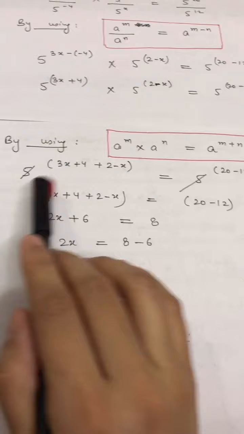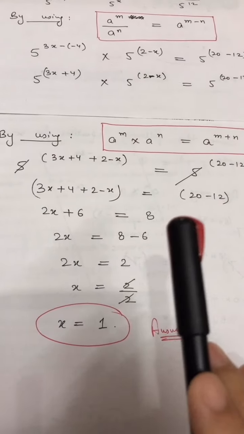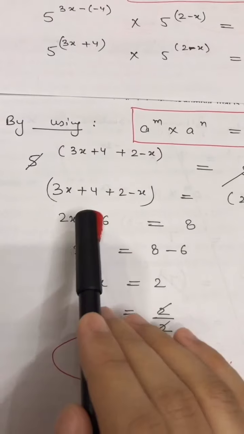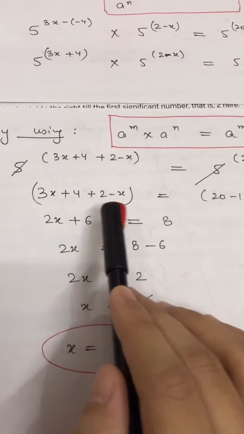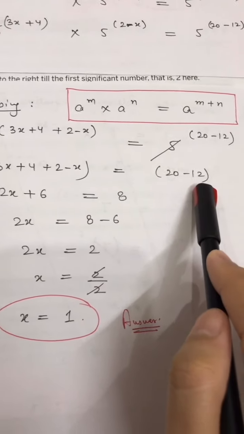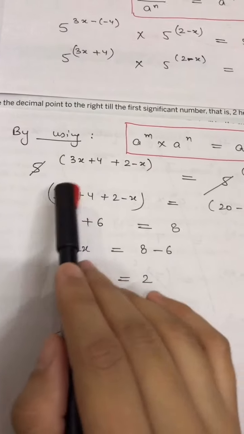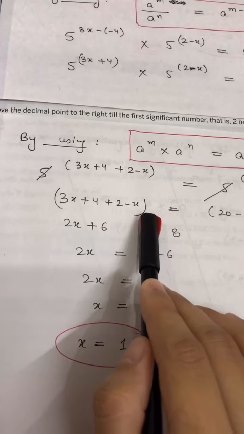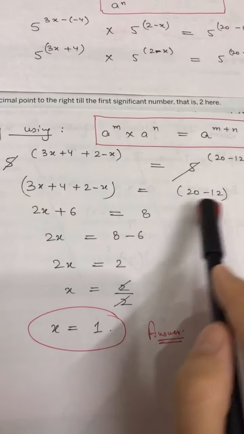Now both bases are same, 5 and 5. I'm going to cancel it. After cancelling, what is left here? 3x plus 4 plus 2 minus x is equal to 20 minus 12. Okay, now compute the value. Those are the variables, you can compute them first, and those are the constants, then compute them. And here 20 minus 12 is 8.